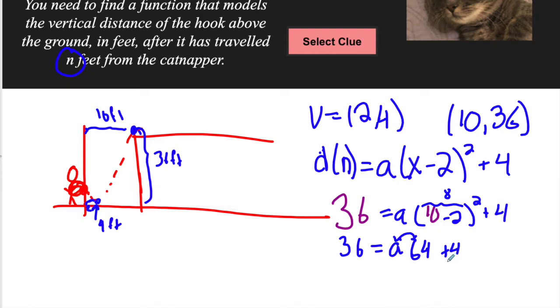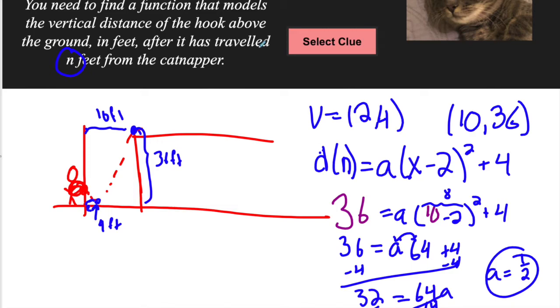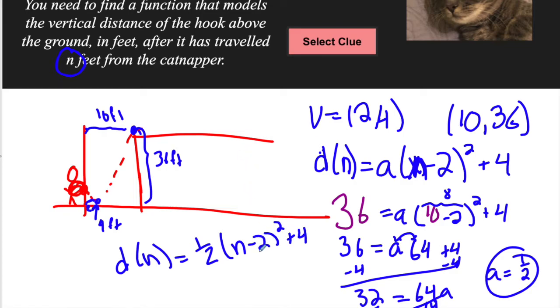So in the next step, I'm going to subtract 4. And when I do that, I'm also going to switch this around and make it 64A, because the order you multiply doesn't matter. And when I divide, I see that A has to be equal to 32/64, and that is 1/2, and it's positive, which is what we expected. So d of n, and this should also be an n, right, to stay consistent, equals 1/2 times n minus 2 squared plus 4. Again, the 2, 4 ensures that after the 2 feet, it reaches the minimum of 4.